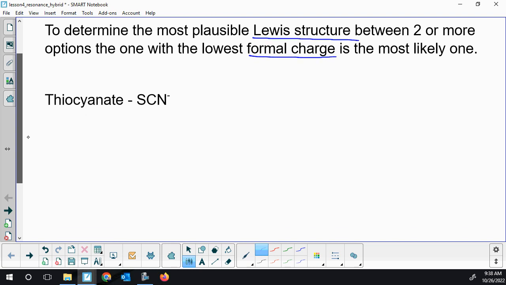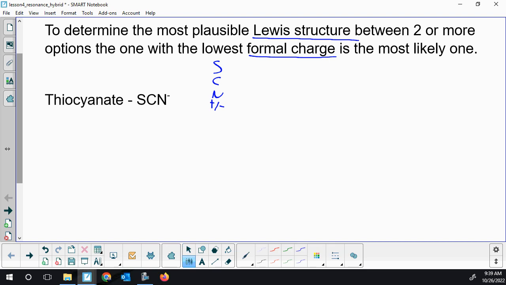So I'm going to start with a repeat of the steps to put an ion together. If you had thiocyanate on an exam, you'd realize that has a charge. You can't use bonding capacity. You're going to count the electrons, connect things together, start on the outside with an octet, and work your way in. So I'm going to start by counting electrons, including factoring in the charge.